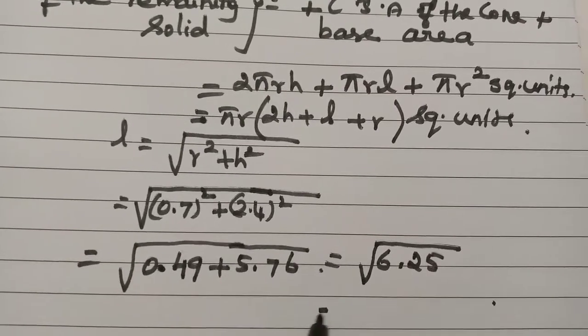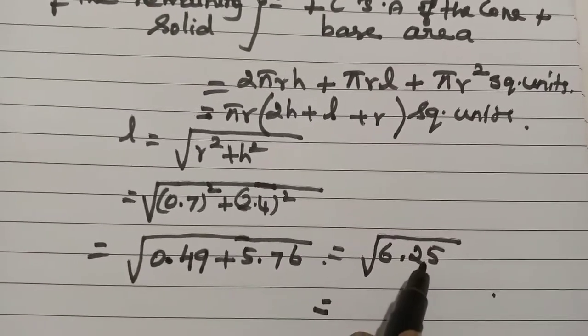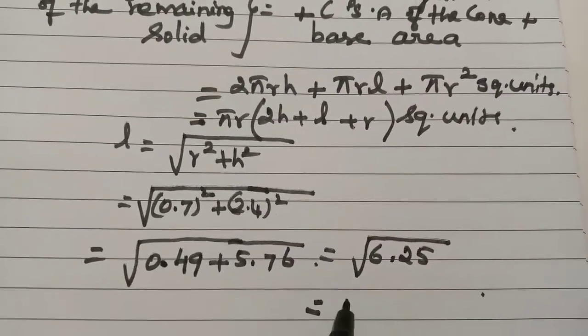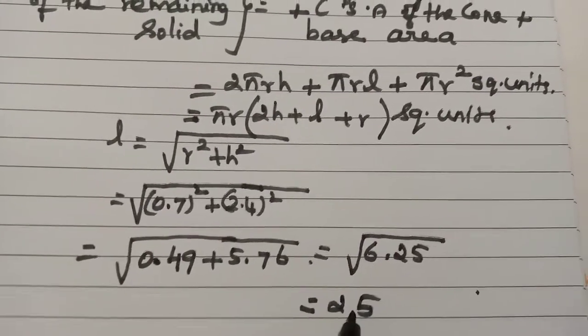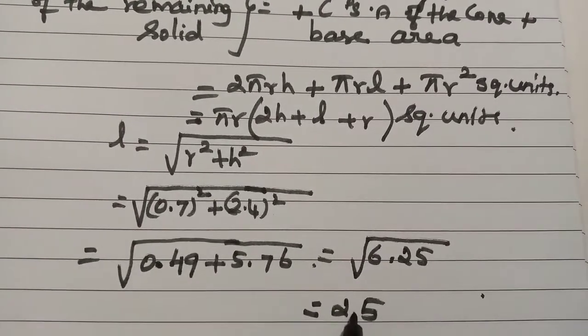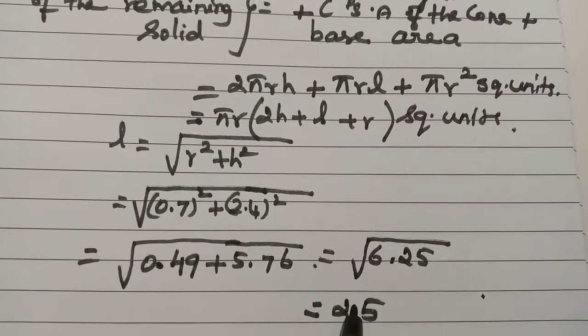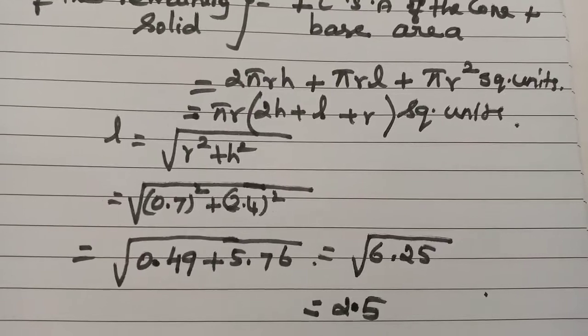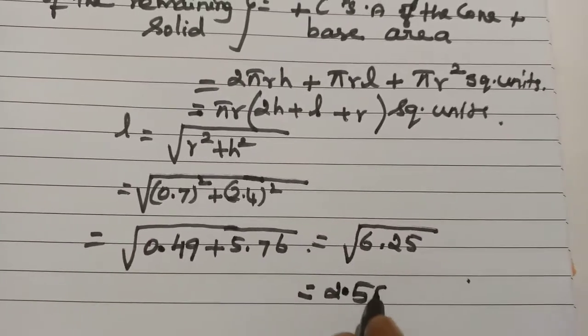So the square root of this, we know that square root of 625 is 25. So we can use that here. There are two decimal digits, so in the square root we keep one digit after the decimal. So L is 2.5 centimeter.